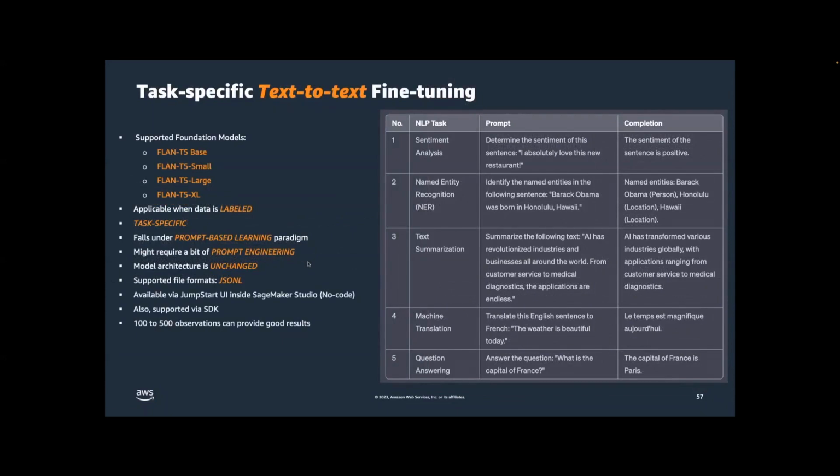We also have some task-specific text-to-text fine-tuning. For example, the Flan-T5, where we have different flavors, and they are used for task-specific work, right? So sentiment analysis, entity recognition, text summarization, machine translation, and things like that. On top of that, we may require some additional prompt engineering, but we have these models we can use for text-to-text fine-tuning based on the natural language processing task.